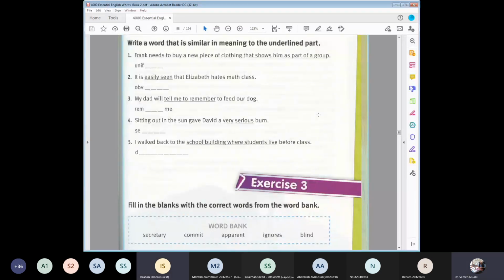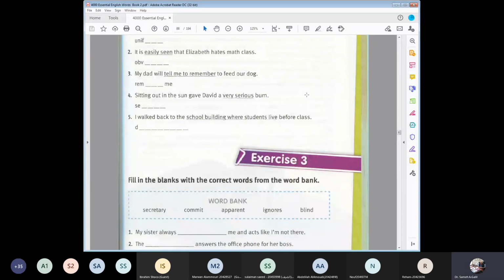I need somebody for 2. Yes, go ahead. It is seen that Elizabeth hates math class. Obvious. Yes, it is obvious, or it's apparent. The two of them are correct. It's apparent, or it's obvious, or it is clear. Thank you so much. And we have the word obvious here. Okay, number 3, everyone, quickly. Remind. I need you to read the sentence.